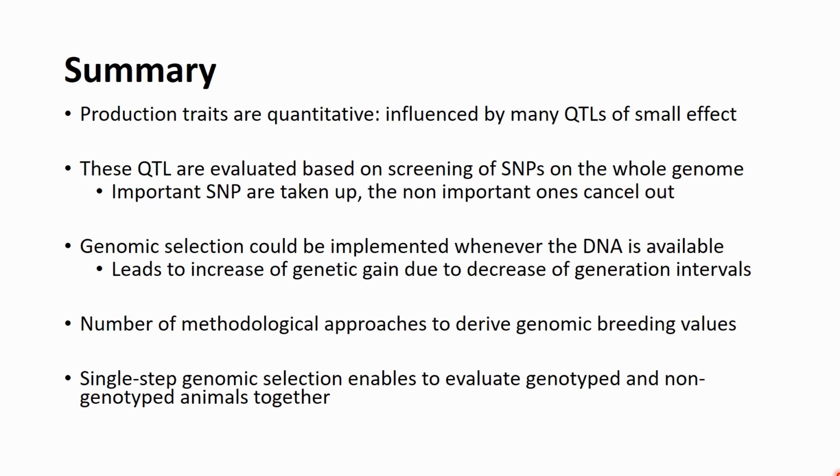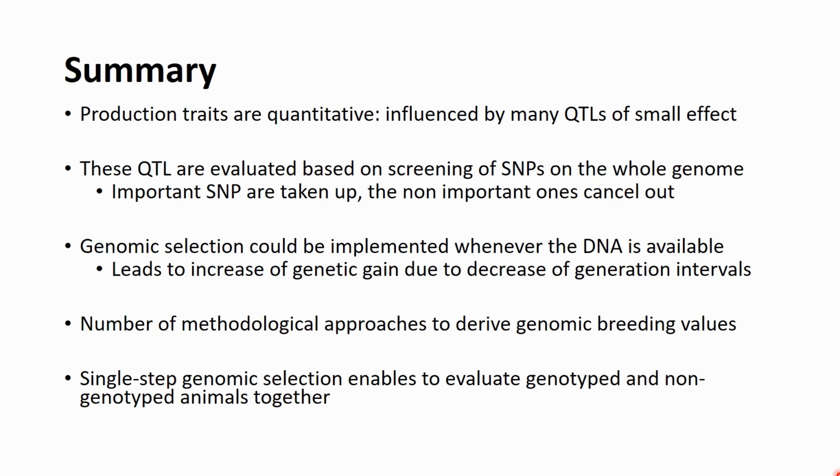And to summarize this presentation on genomic selection, so basically we are after improvement of production traits that happen to be quantitative. That means that they are influenced by many genes and QTLs of small effect. These QTLs are evaluated based on screening of SNPs throughout the genome, so on the whole genome, and the important SNPs are taken up and the non-important SNPs cancel each other out. So based on this information and based on these SNP effects, we obtain the so-called genomic breeding values.